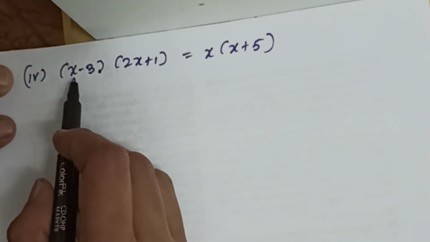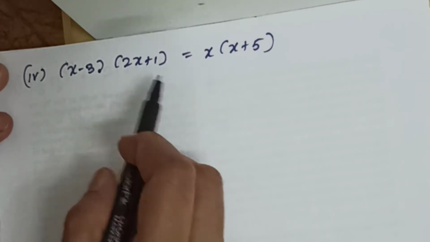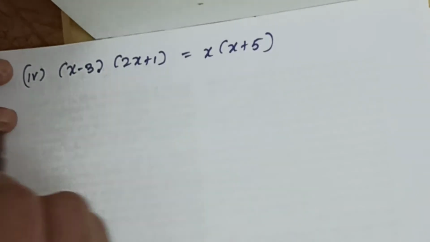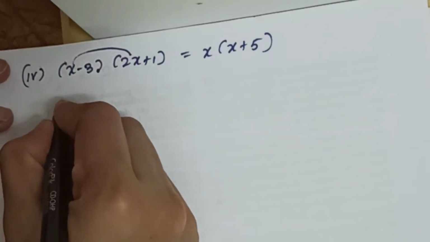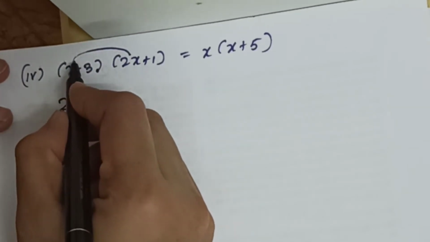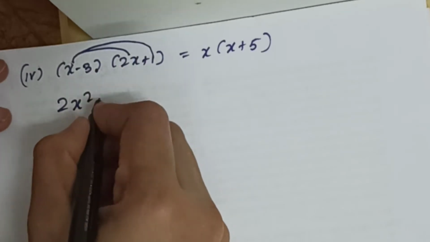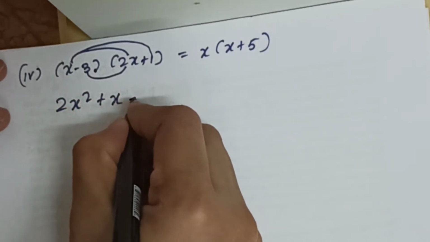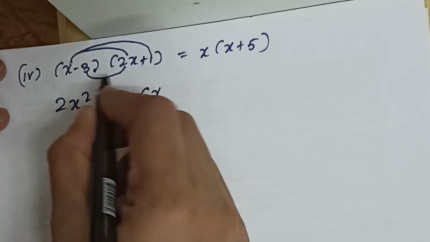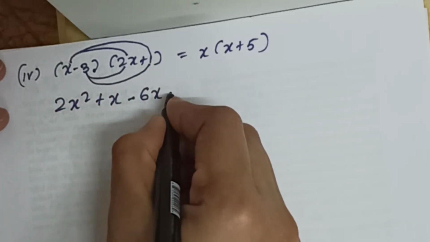Now we have (x − 3)(2x + 1) equal to the right hand side, x(x + 5). Now see, x into 2x, when you multiply, will become 2x square. Now x into plus 1, so it will become x. Minus 3 into 2x, so it is minus 6x. Minus 3 into plus 1, minus 3.